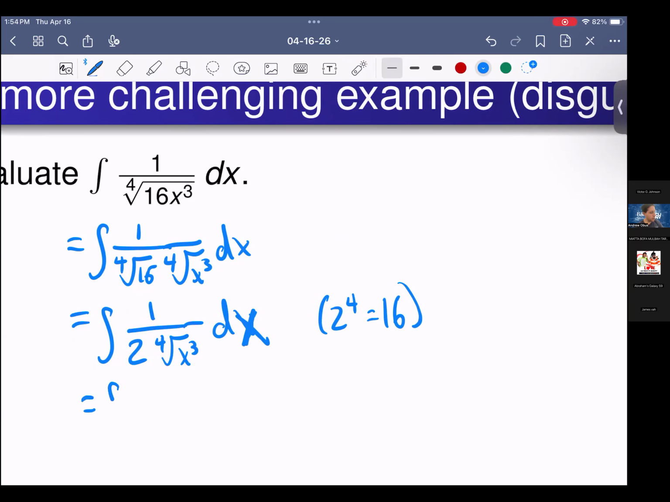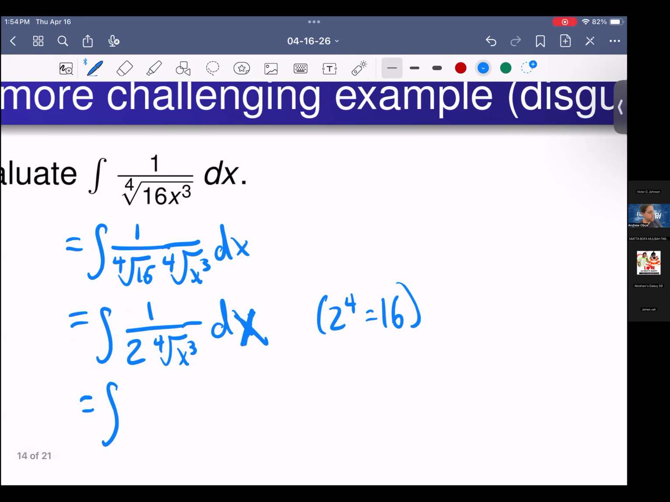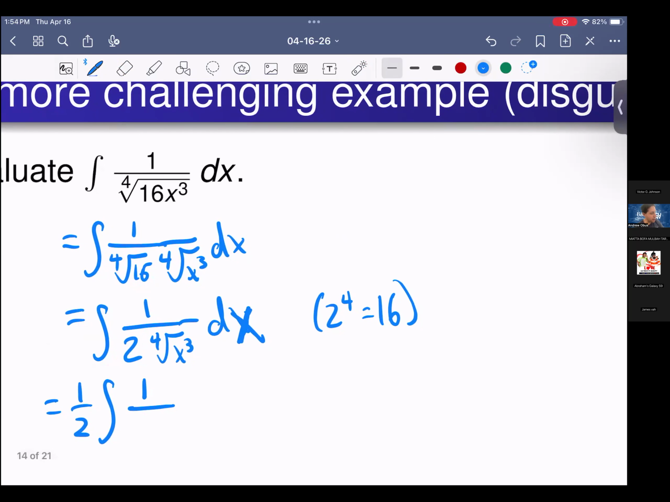Next simplification: we can bring the 1 over 2 outside, and we can write the entire power as x raised to the power 3 over 4. So I'm going to bring the 1 over 2 to the outside. This is the constant rule. And then instead of the fourth root of x cubed, we can rewrite that as x raised to the power 3 over 4. So I'm going to call this constant multiplication rule.